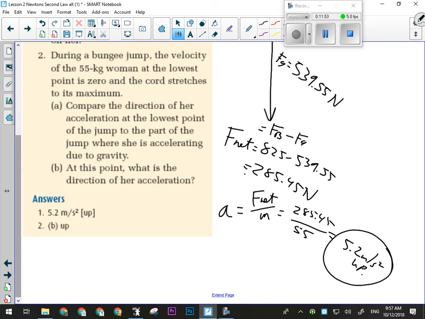Compare the direction of the acceleration at the lowest point in the jump. At the lowest point in the jump is where your acceleration is at its maximum upwards, because that is where you have stretched the bungee cord its maximum amount and where it is pulling the hardest. The more you stretch the cord linearly, the harder it pulls. Everybody follow me there? All right, and so that's what you want it to do. So at this point, what's the direction of your acceleration? It's obviously up. All right, questions on any of those? Okay.